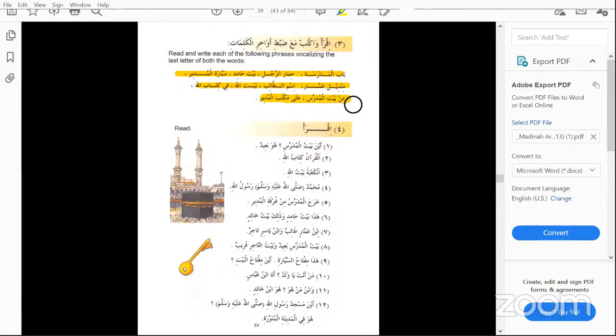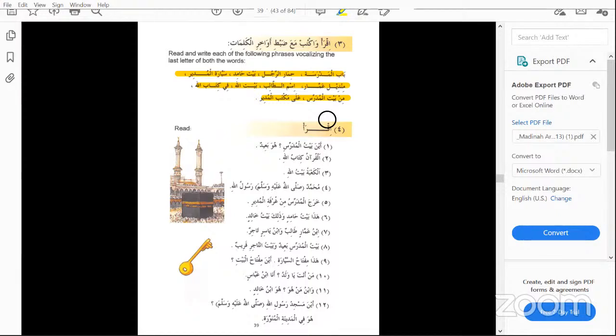Babul Mudarrasi. Nope. Incorrect. It should be Babul Madrasati. Babul Madrasati. Correct. It's two. Okay. Himarar Rajuli. Himarur Rajuli.